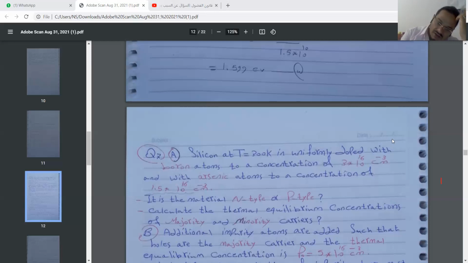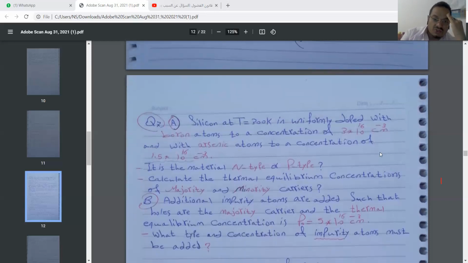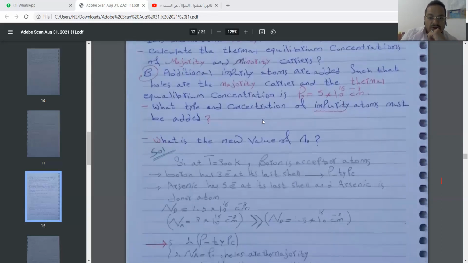Okay. Let's solve requirement A, and after that we will come back to B. Here, like I said, silicon at room temperature, with boron as acceptor atoms, has 3 electrons in the last shell. That means we're dealing with P-type. And at the same time, arsenic has 5 electrons in the last shell, and arsenic is a donor atom. How can we give the final answer on whether we're dealing with N-type or P-type?